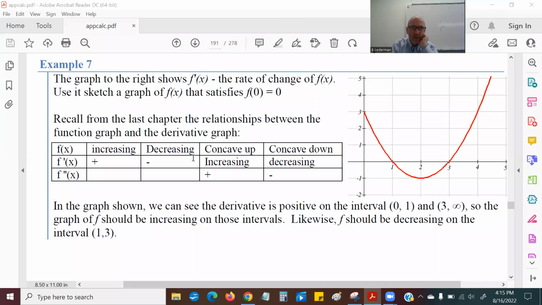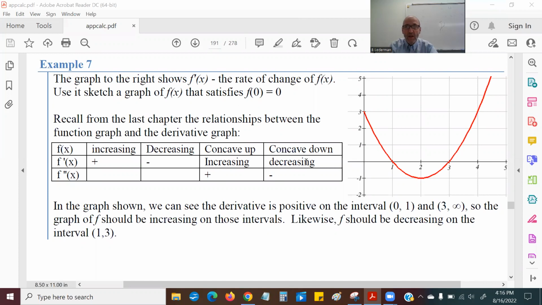So we're just reminding you, this is stuff we saw in the previous chapter, that when f prime is positive, then f is increasing. If f is decreasing, f prime is negative. When f double prime is positive, that means that f single prime is increasing and the function is concave up. When f double prime is negative, then the function is concave down, and of course f single prime is decreasing.